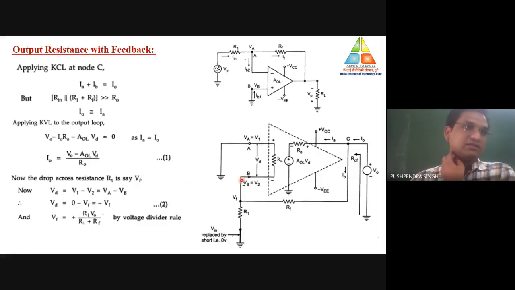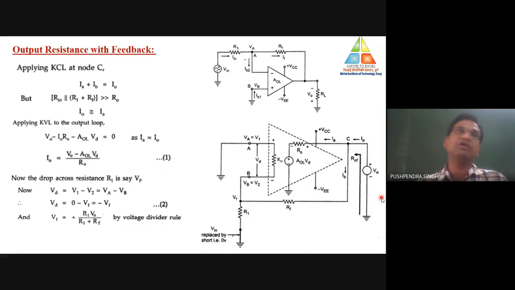Now the third is output resistance with feedback. When we calculate the value of output resistance with feedback, in that condition we need to connect one voltage source at the output, which will draw a current called the output current. What is the equation for output resistance? Resistance is nothing but voltage divided by current. So when we connect one voltage source, R0 is nothing but V0 divided by I0.